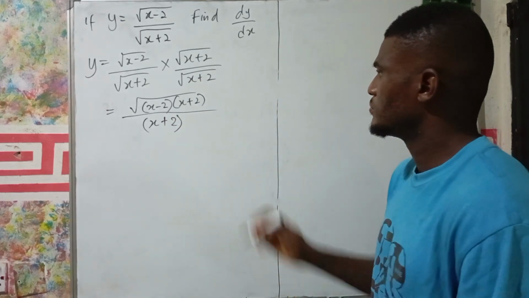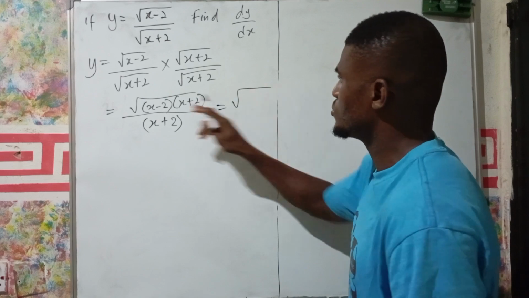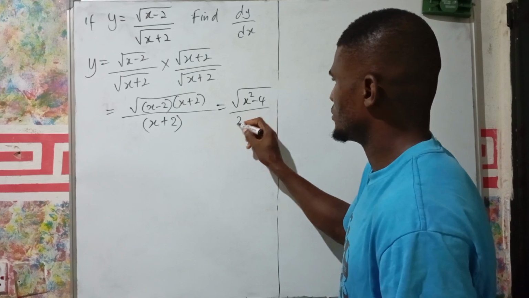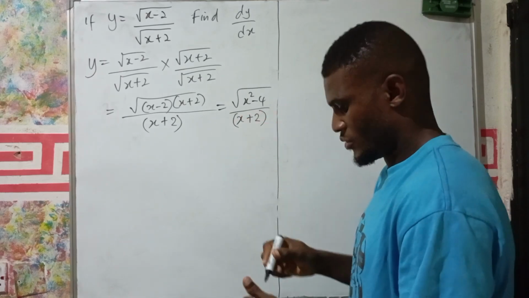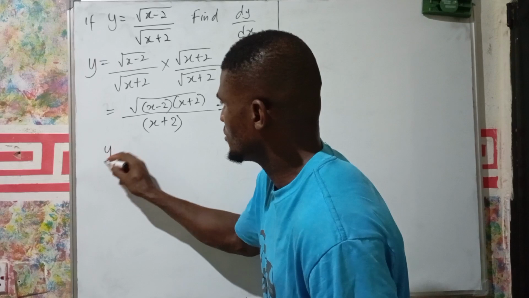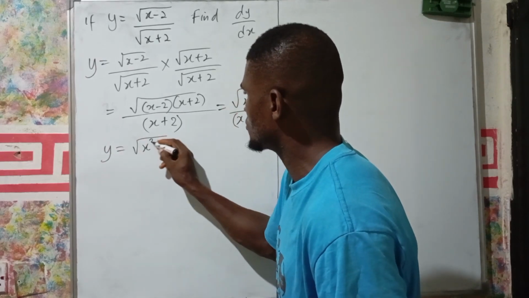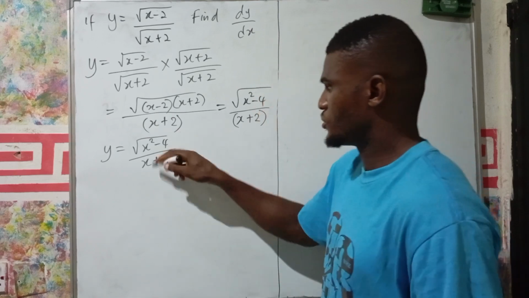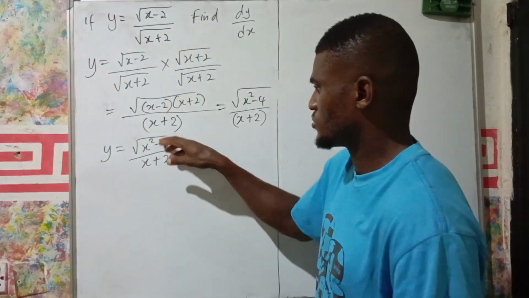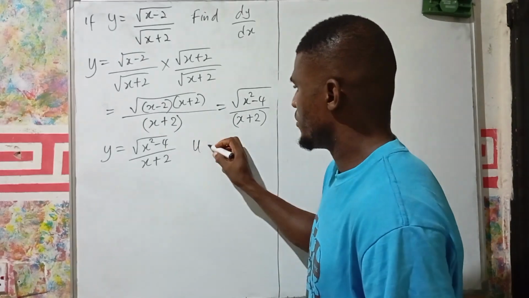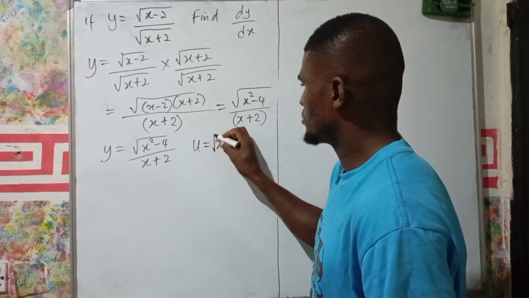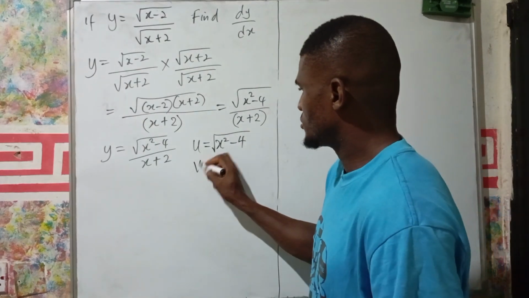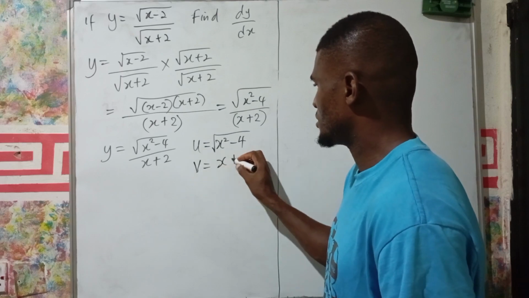Now, this can be further simplified. When you expand this, you're left with x squared minus 4, and what we have on the denominator is still x plus 2. So you can say y now equal to the square root of x squared minus 4 over x plus 2. And now this is a quotient. We're going to apply quotient rule because we have a fraction. Now we're going to take the numerator as u, and the numerator is the square root of x squared minus 4. Now the denominator is v, and that is x plus 2.